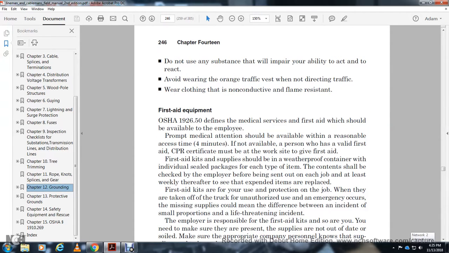Avoid wearing the orange traffic vest when not directing traffic.